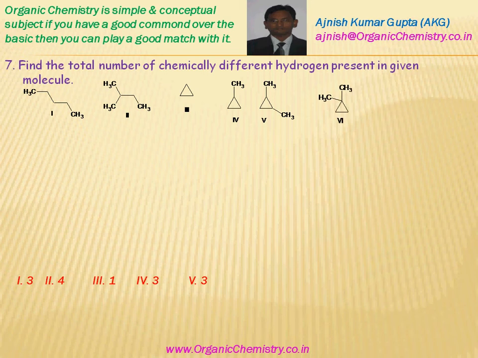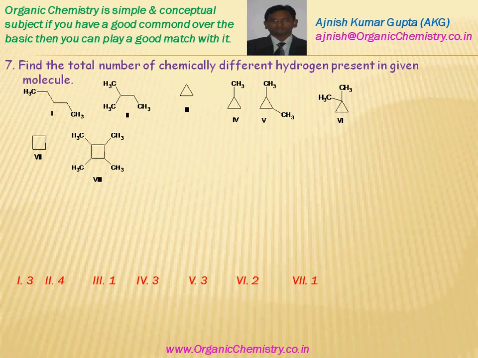For this molecule, the answer is 2. These 6 hydrogens have the same chemical nature and these 4 hydrogens have the same chemical nature. No hydrogen is present over this particular position. So this molecule has 2 chemically different hydrogens. For cyclobutane, the answer is again 1, similar to cyclopropane.